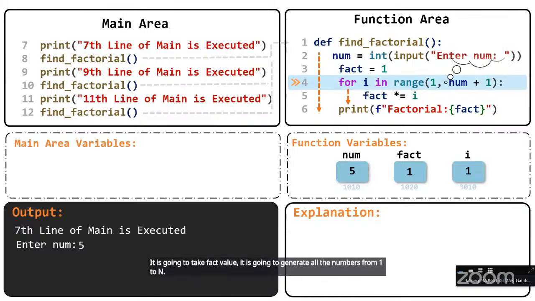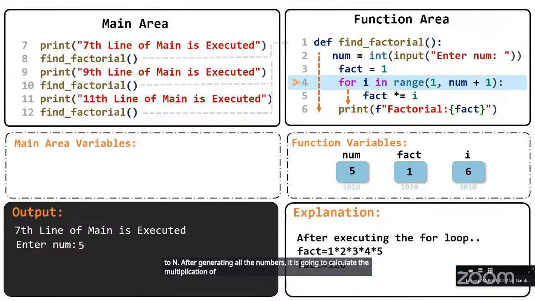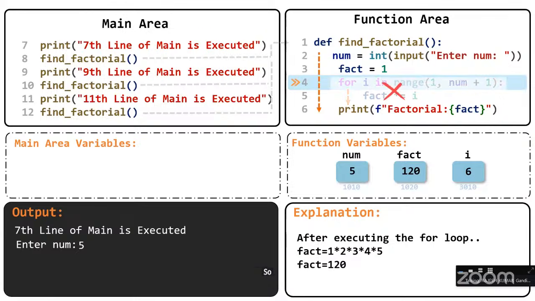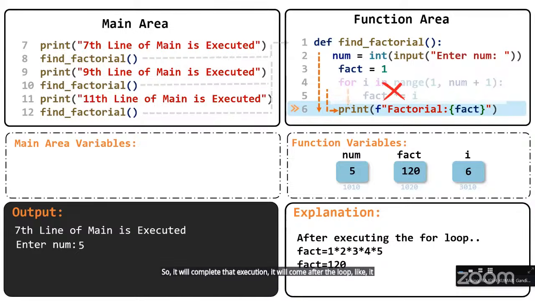After generating all the numbers, it is going to calculate the multiplication of it. You know how factorial works, so I'm not explaining that part. So it will complete that execution. It will come after the loop, like it will print the factorial, done.